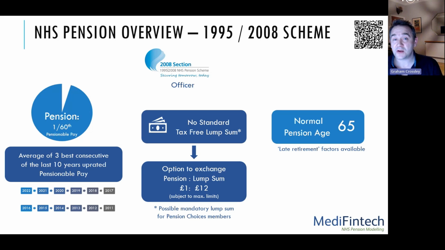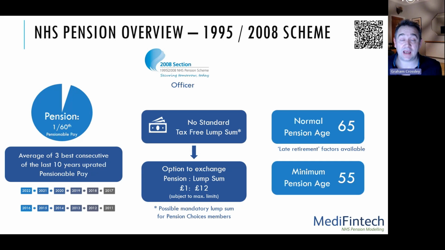But if you work past 65, there are late retirement factors available. If you wanted to retire earlier, you can do. The minimum pension age for this scheme is 55, and it's actually baked into the regulation. So even though the rest of minimum pension ages are going up, this scheme does not change. It will stay at 55.